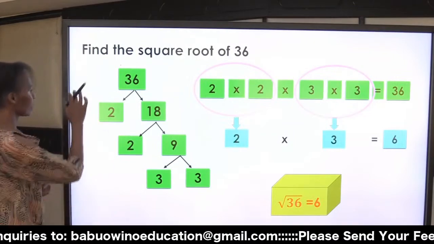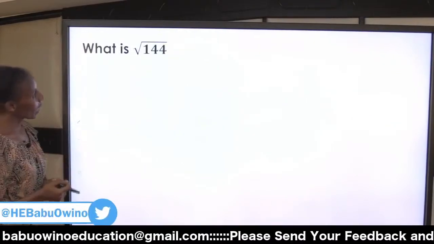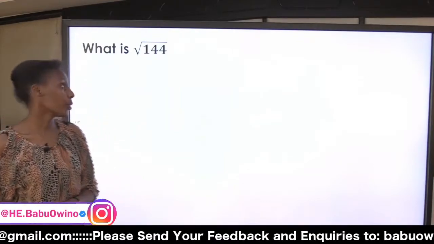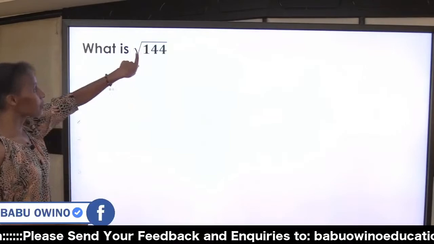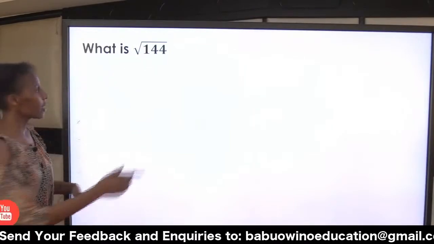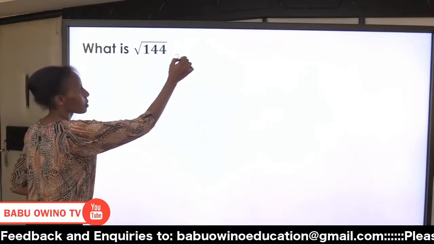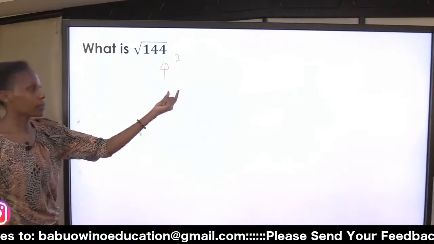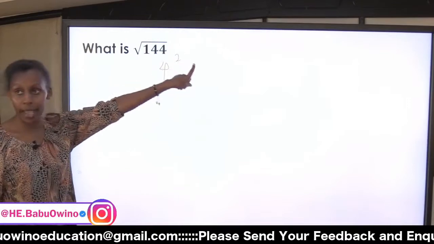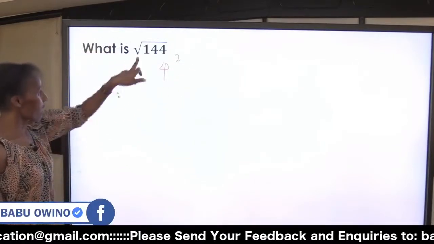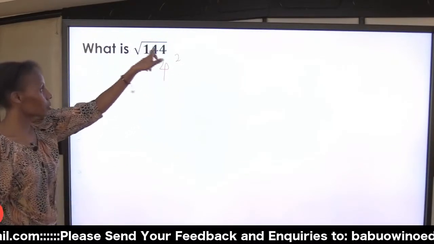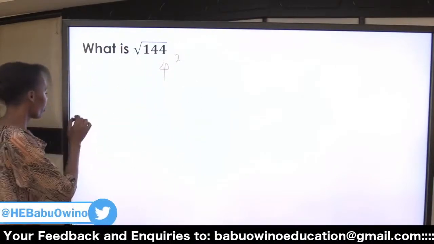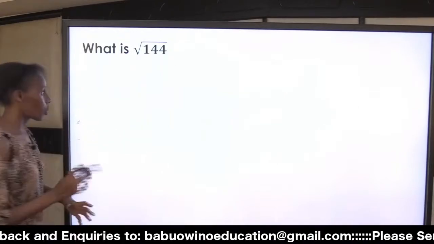Let's look at another example. We've been asked, what is the square root of 144? Remember, this is the symbol for square root. Just like the way we said, when you see a small 2 on a number, for example, 4 squared, it means you have to multiply that number by itself. So in our case here, we have now to look for the square root of 144. So that is the symbol for finding the square root.